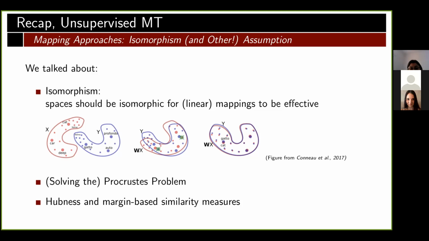Getting the mapping was not technically very difficult. We saw that all you need to do is solve the Procrustes problem, which has this isomorphism assumption as its basic hypothesis. Solving this problem gives you the best matrix that does the projection from one language into the other. We also saw several problems that multilingual or cross-lingual embeddings might have.